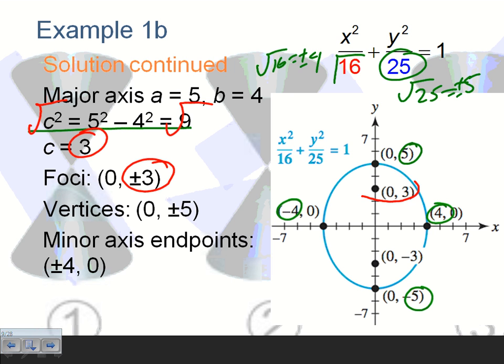So here's our 0, plus 3. Here's our 0, minus 3. I can now graph this very simply by taking this point, connecting it to this point, connecting it to this point, using the best soft curve I can. And there is our ellipse.